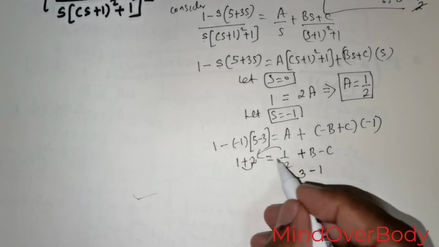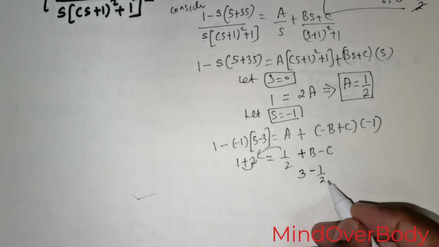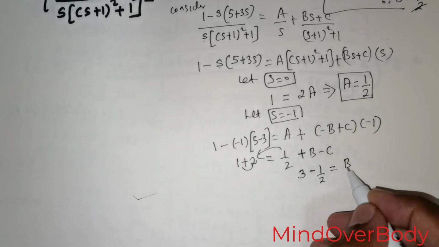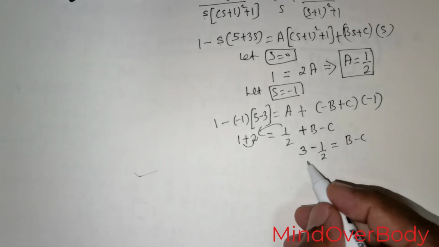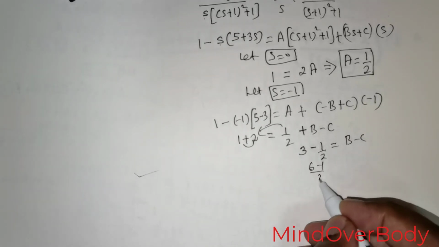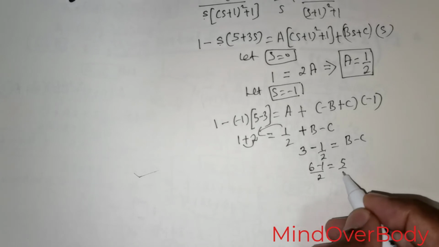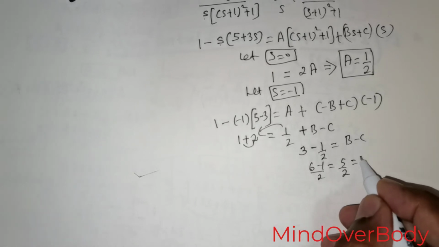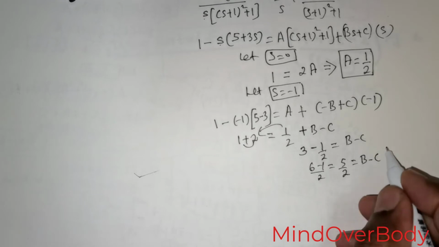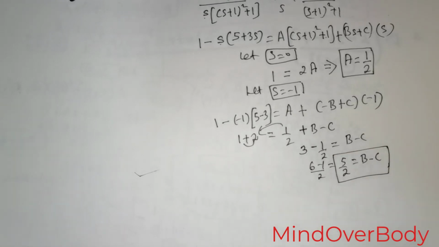I can move this 1 over 2 to the left. That's going to be a negative sign there, so you get B negative C equal to 3 negative 1 over 2, which is going to be 5 over 2, which is going to be equal to B negative C. So I got an equation there.